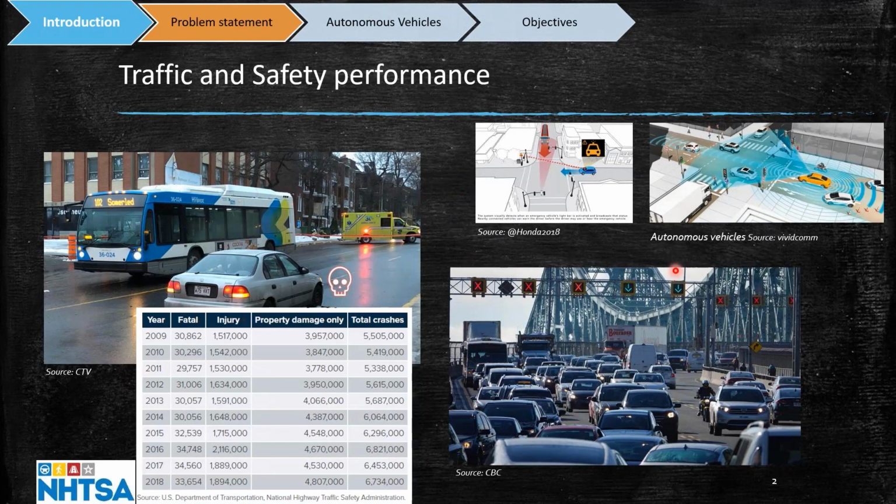The major problem that we have in urban areas is traffic congestion and safety performance. Traffic congestion in transportation networks can be seen in major metropolitan areas. According to the US National Highway, there were around 6 million crashes in 2018, and 36,000 fatalities resulted. This is the motivation for us to employ new technologies to enhance road safety.